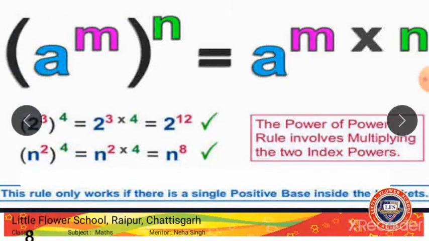This first law, product, where a power is raised to a power, we can see through an example. 2 cube power 4, right? Which means these 3 and 4 will be multiplied. 3 into 4, that is 12. So the power will be 12. 2 power 12. This in simplified form is 2 power 12.